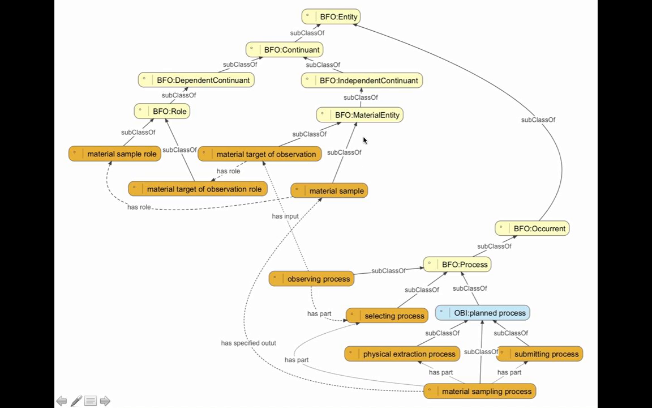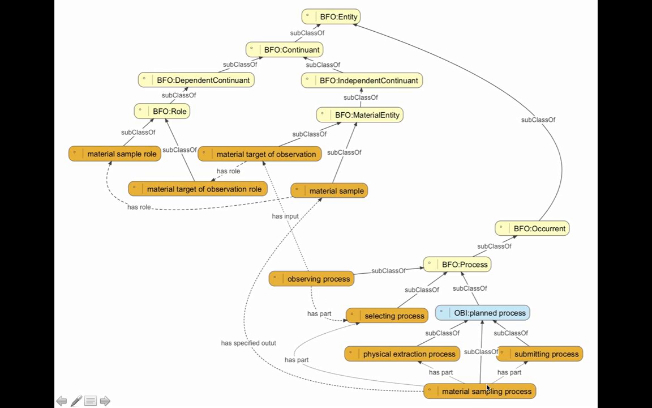Within that framework, important classes in the BCO, in orange, include material sample and material target of observation, both of which are material entities, but which become samples or targets of observation through taking on different roles, such as the material sample role or the material target of observation role. Related to those entities are processes, such as material sampling process. For example, material sampling process has as its parts selecting, physically extracting, and submitting some material entity, and it has as its output a material sample.